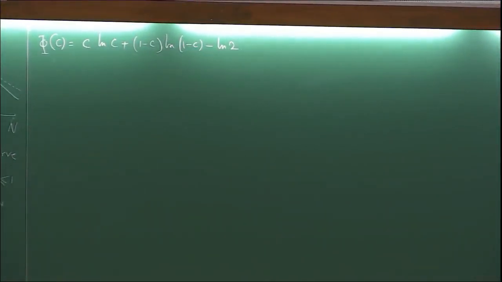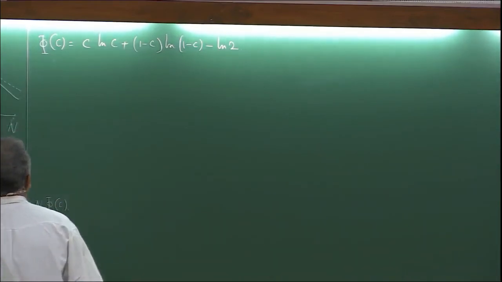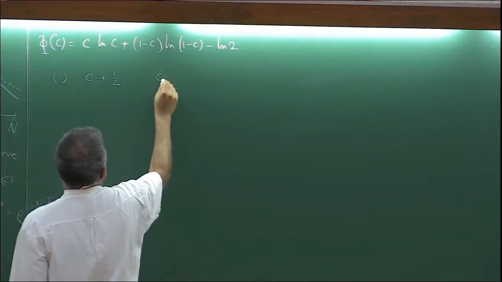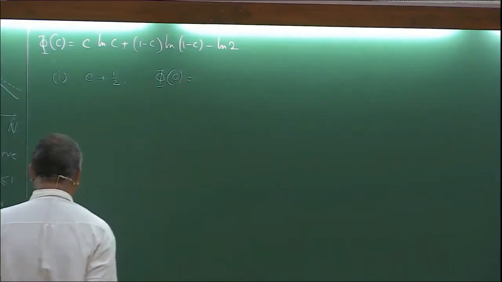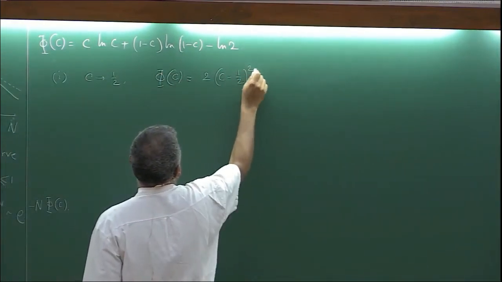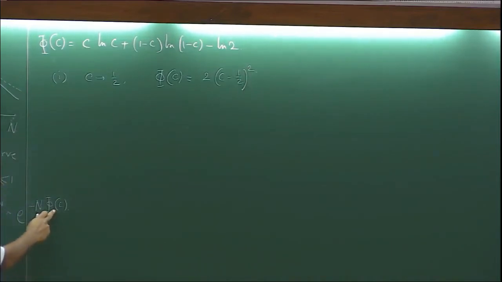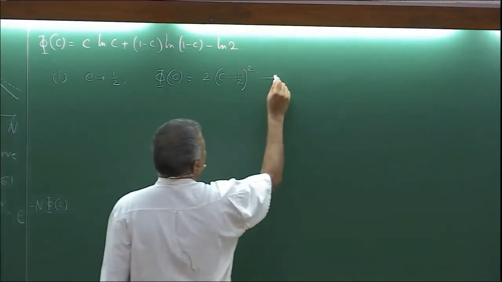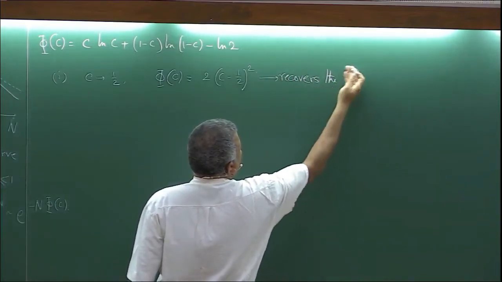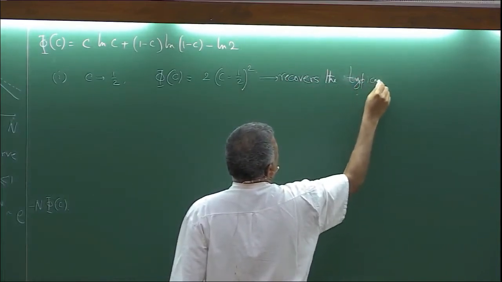So once we have this form, the first thing you can check is that as c goes to half, if I expand this in Taylor series around c equal to half, then phi of c is just 2 times (c minus half) squared. So if I put this phi of c here and write c equal to m over n, you get back the central Gaussian form. So it recovers the typical fluctuations.